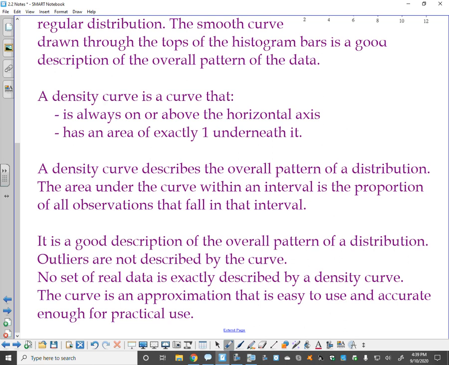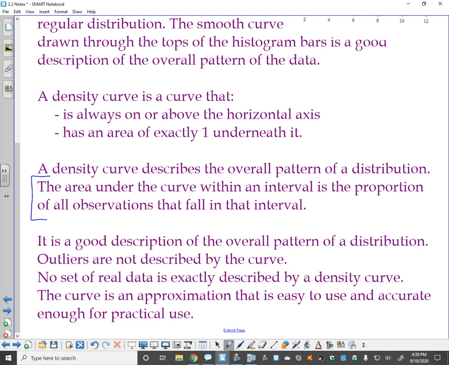A density curve describes the overall pattern of a distribution. The area under the curve within a particular interval is the proportion of all observations that fall in that interval. All right, that last part, that's a good piece. Let's read that a little slower and let me show you what that means.